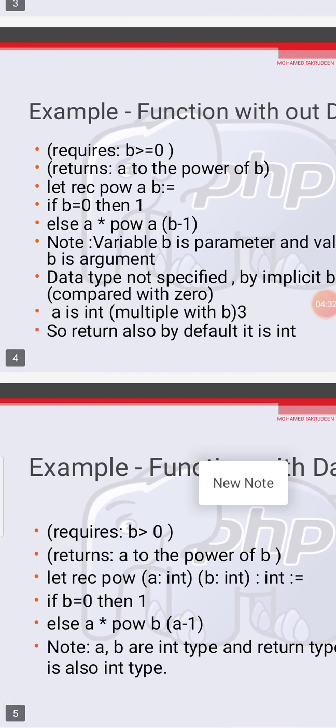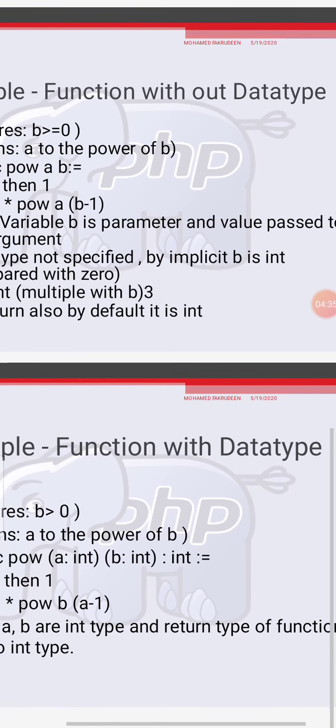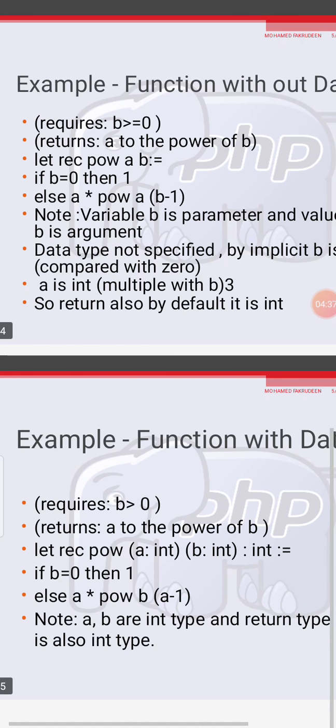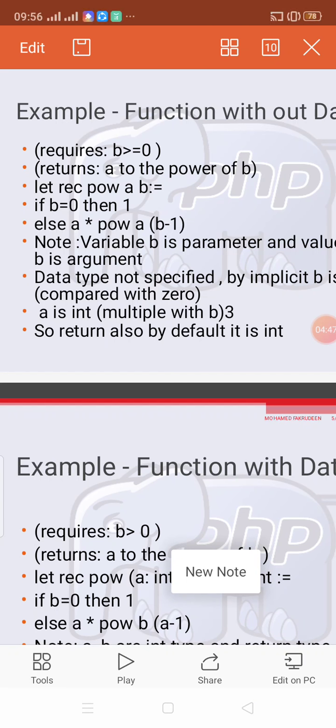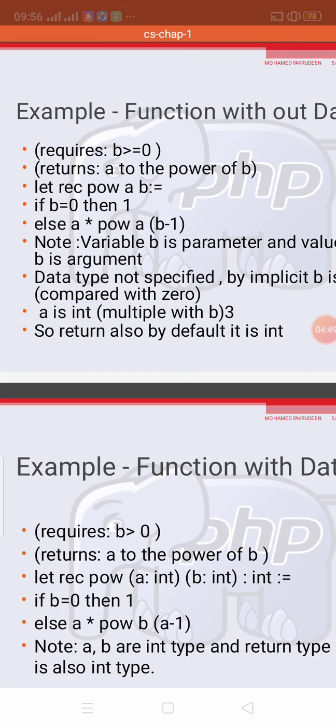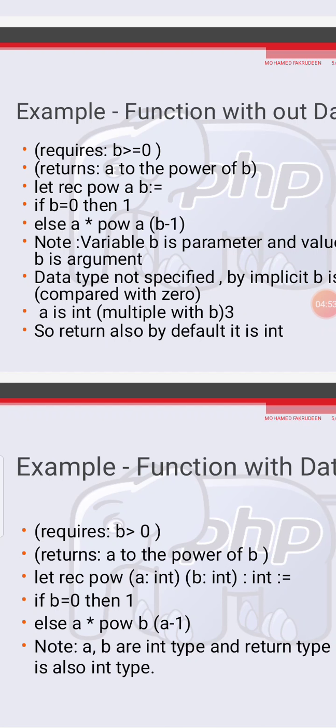And here is one more example with the data type. The only change here is in let rec pow: instead of a comma b, we are giving the data types, that is int and int. The third int represents the return type of the function. All other things are the same as the previous example.